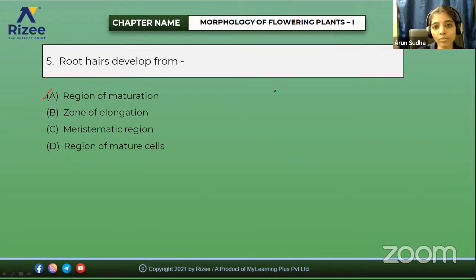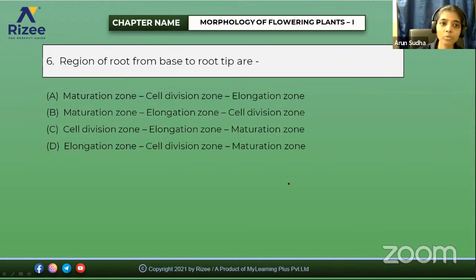Region of maturation. So first is the region of maturation, then elongation, then meristematic region. I hope you're clear with the order. You have to be clear with the order in which these zones are present, that is from the base to the root tip. So this is one example for that question.